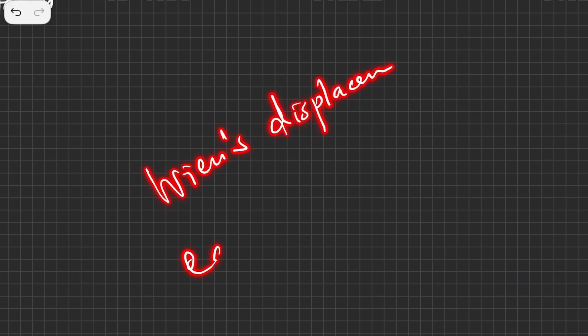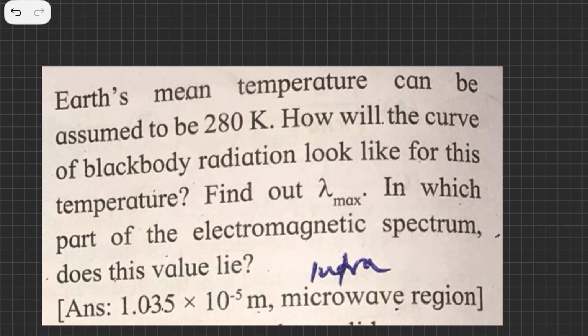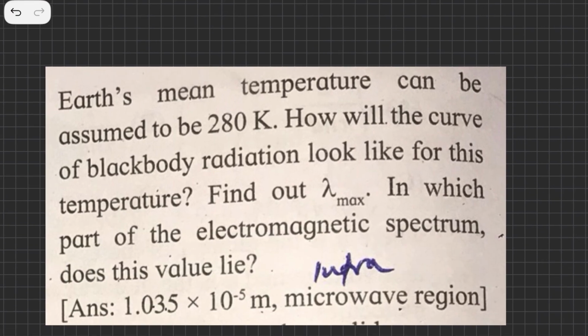So today we are going to discuss numericals on Wien's displacement law, and we'll see why our Earth is emitting most of the light in the infrared region. So let's see. Just pause the video and go through the question.